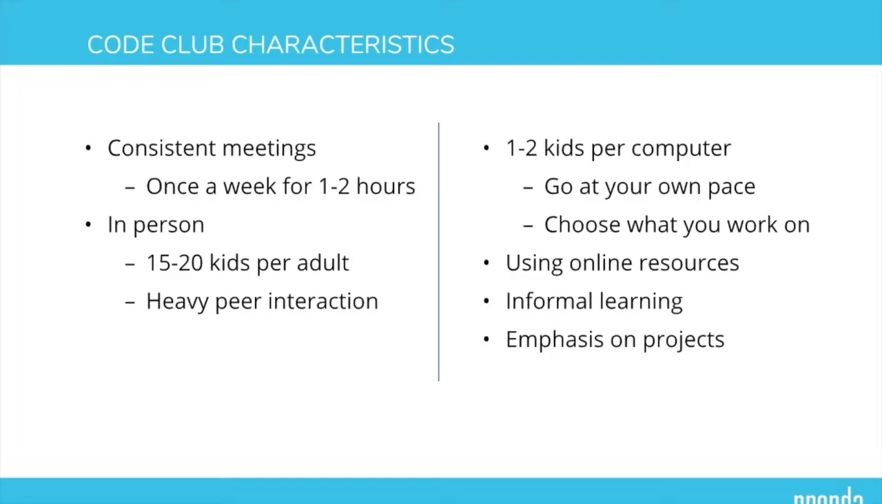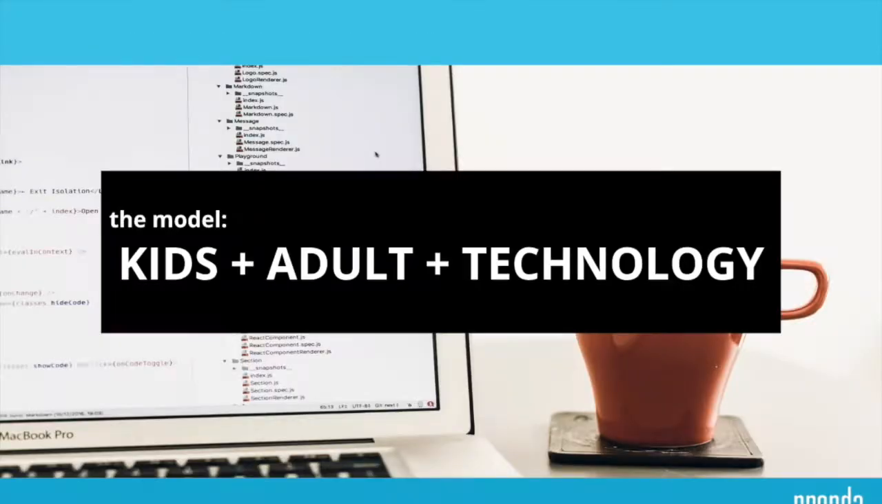But then there's this technology element, the software element, or if you move over to that first bullet point on the right, 1 to 2 kids per computer. So just like in an online classroom or an online experience, everybody has their own login, their own credentials, and that enables them to go at their own pace and to choose what they work on. Both of those things are really important in our learning model, and they're really important to the kids actually learning this stuff. We use online resources, it's an informal learning environment, and of course there's an emphasis on projects.